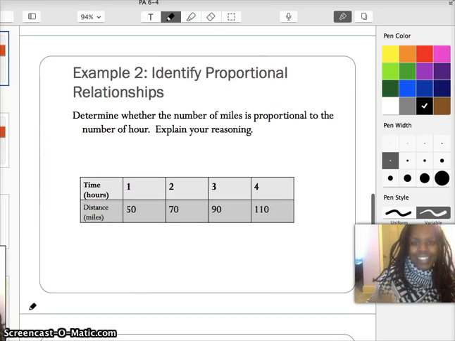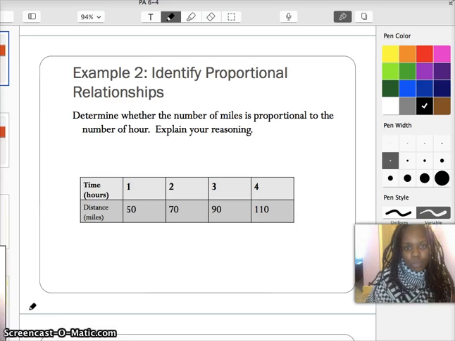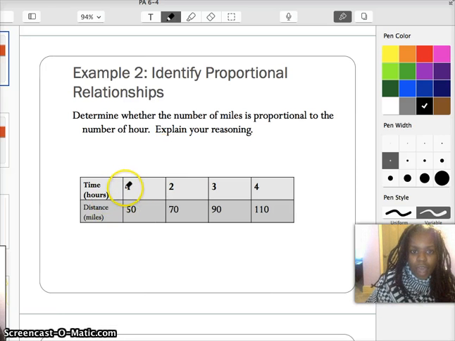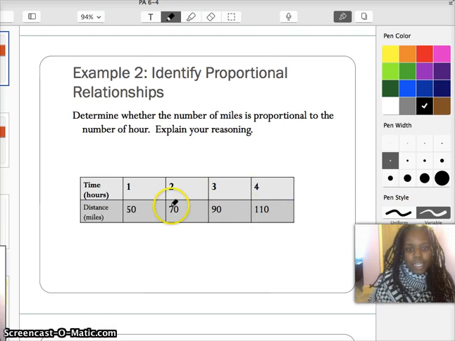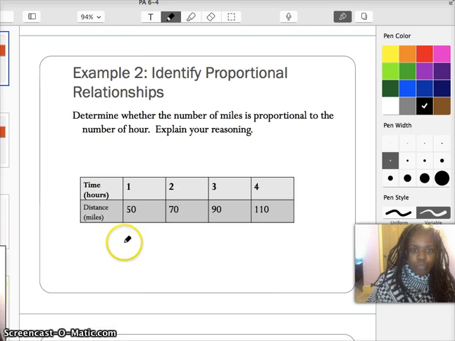Example 2 says identify, again, proportional relationship. So we're going to check to see whether the number of miles is proportional to the number of hours. In 1 hour, I was able to travel 50 miles, 2 hours, 70 miles, 3 hours, 90, 4 hours, 110. So I'm going to write it a little bit differently. 50 miles for 1 hour. So that's this relationship here.